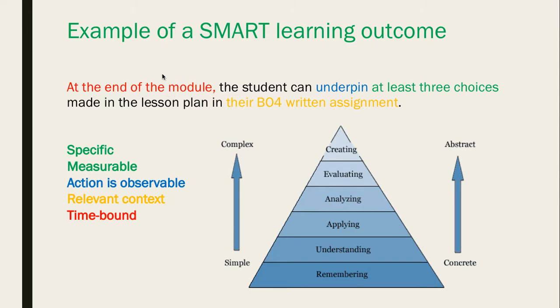This is our goal, our aim this semester at the end of the BO4 module. Here's an observable outcome for one lesson, or even a longer-term lesson series. Student can underpin, it's observable. We can read it in their written assignment. At least 3 choices, specific and measurable, and relevant context, or real-life context, BO4 written assignment.